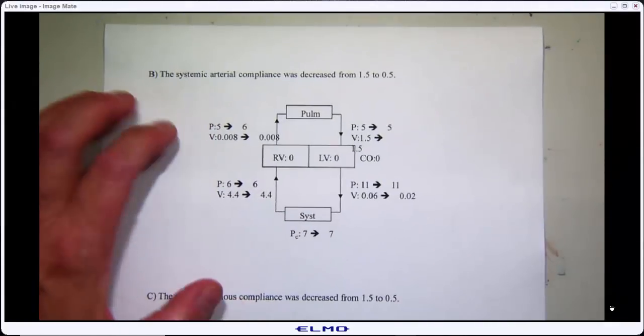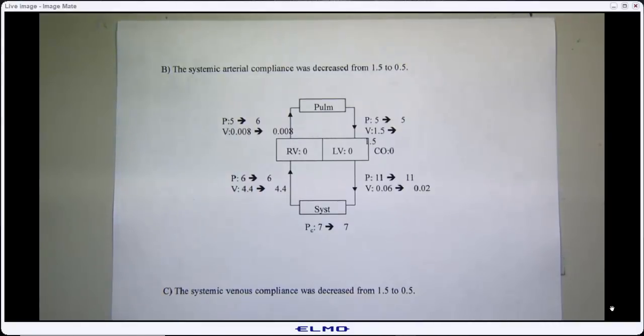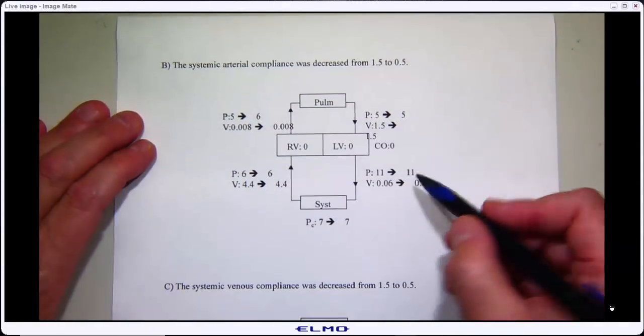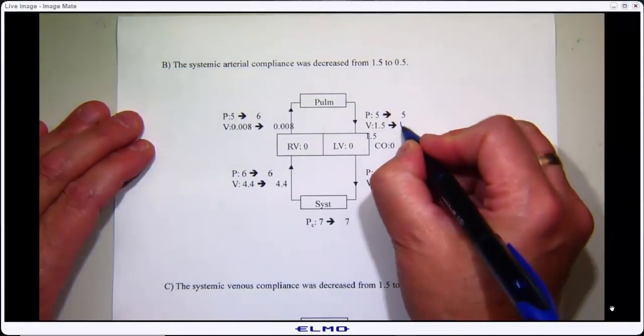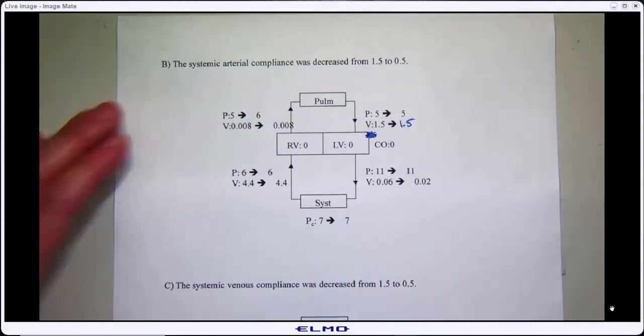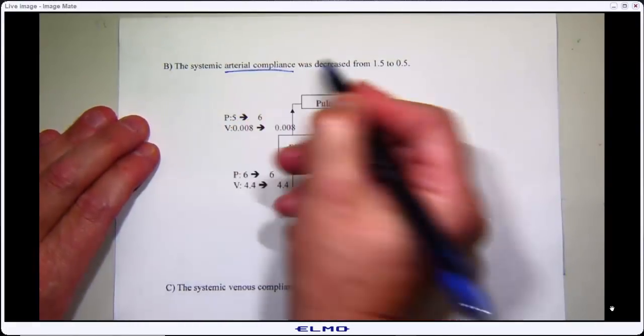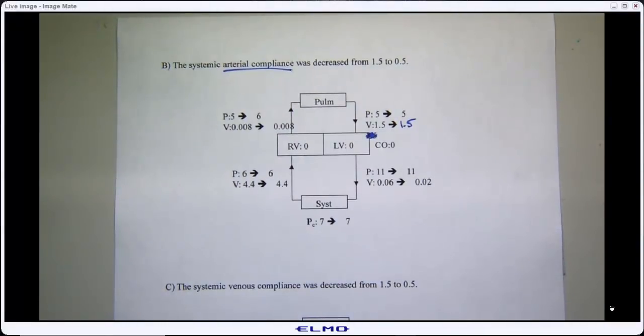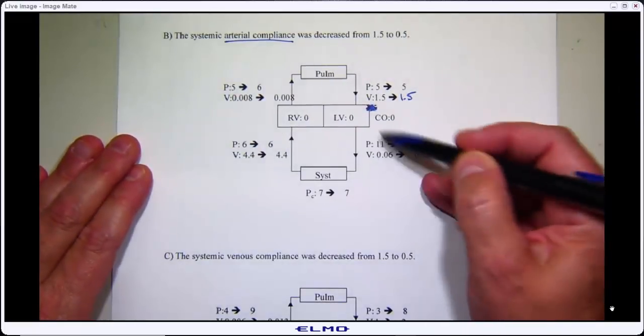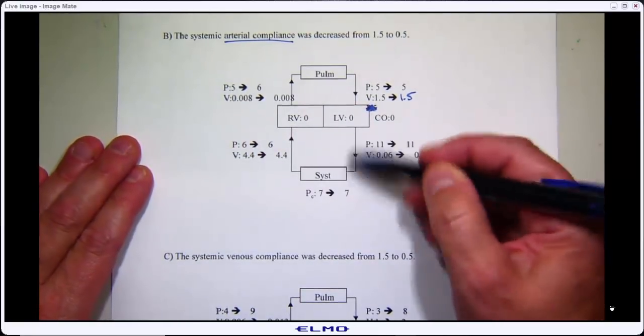I've still got the heart off as best I can. Volume is back to normal, so we've got 5.5 liters of volume sitting in there now, and we see those pressure-volume relationships, I dropped a 1.5, that should be up there. And I turn around and I change the systemic arterial compliance. I drop it. So I drop the elasticity of the systemic arterial compartment, okay?